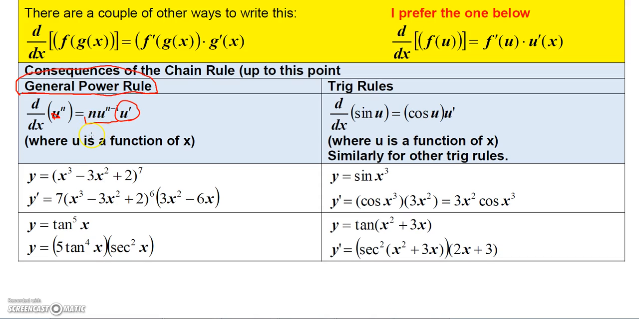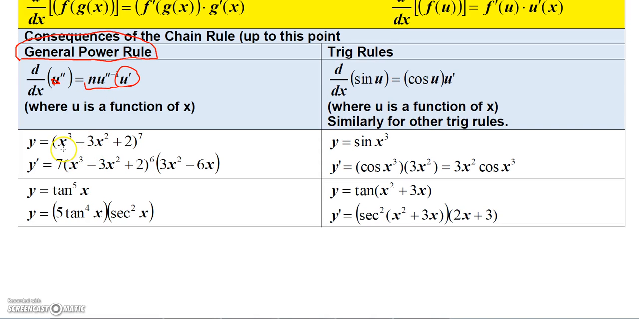Okay? So let me give you a simple example of that. Here I have a function raised to the 7th power. I'm going to think of this function, this trinomial, as u. So I have u to the 7th power. To take the derivative of that using the general power rule, I would apply the power rule. I'd bring the 7 down, and then I would have the function raised to the 7 minus 1, which is the 6th power.